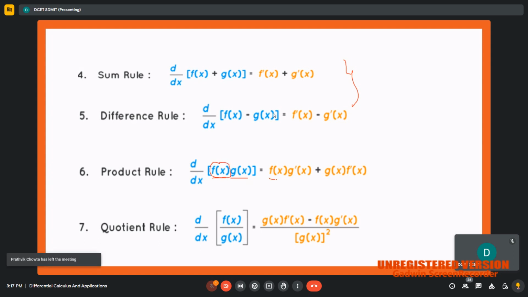Keep f of x constant and take the differentiation of g of x. What is the differentiation of g of x here? g dash of x. Plus, keeping the second term g of x constant, the differentiation of f of x is f dash of x. This rule is the product rule.